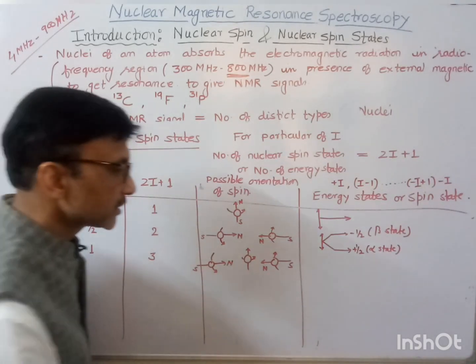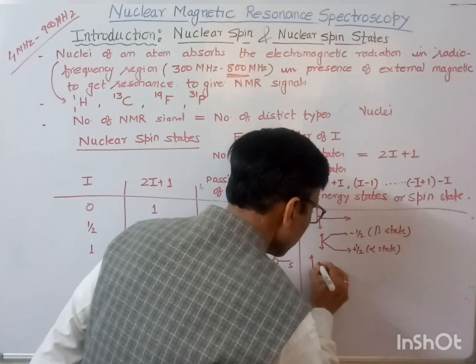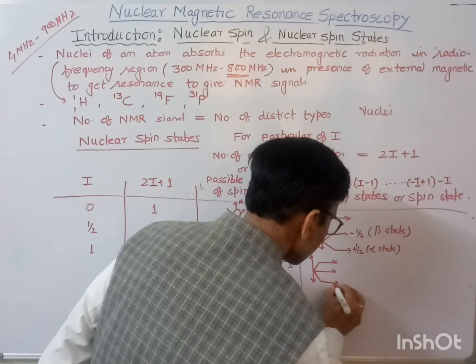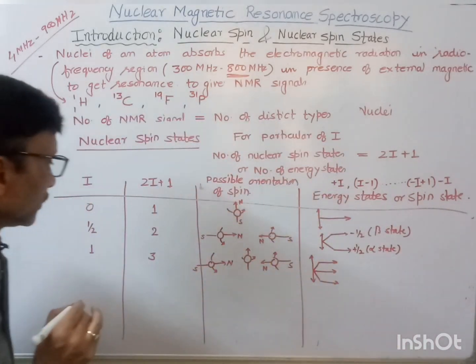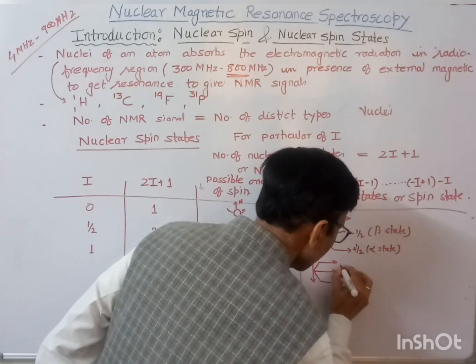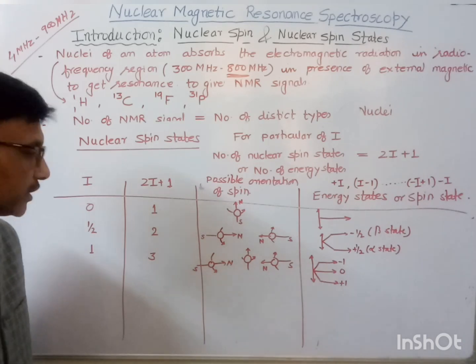Now the energy states, how can we show the energy states? This is one of the energy states, second one, and this is the third one. So it means plus 1, minus 1 and 0. These are the three energy states that we may show.